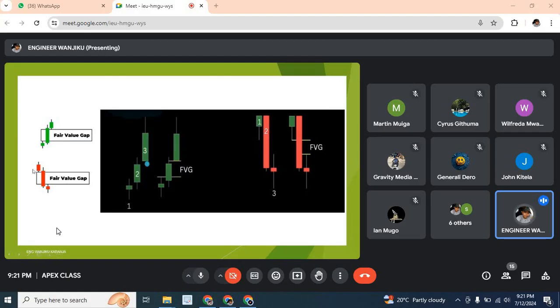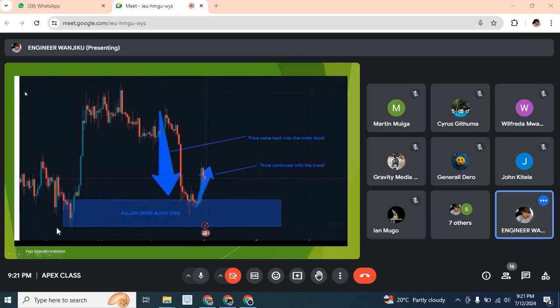It's the same for a bearish FVG. If between the lowest price of the first candle and the highest price of the third candle there's a space, then it qualifies as an FVG or an imbalance. I'll just show you in the charts.